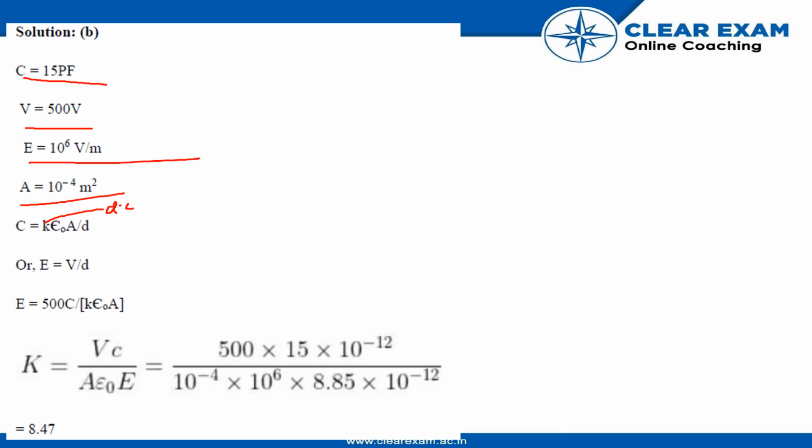So we'll find the dielectric constant, that is C into D upon epsilon naught into A.